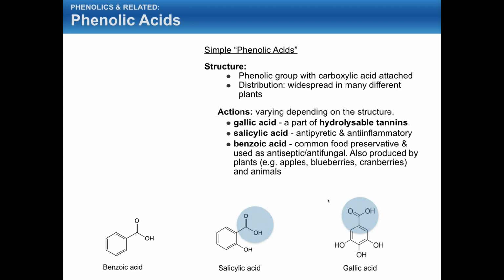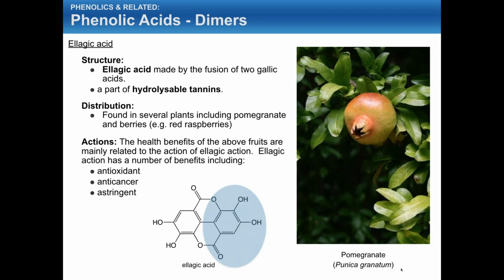In this case, you've got three OH groups attached to the benzene ring, and then you've got a carboxylic acid. And this gallic acid is a really important part of hydrolyzable tannins, okay? So certain things that are very astringent in nature have this gallic acid with sugars attached to it. We'll talk about it in a second, okay? So for simple phenolic acids, you've got two examples. It's basically salicylic acid, which is an anti-inflammatory found in willow bark, amongst other things, and also gallic acid, which is found in high amounts in oak and other astringent herbs.